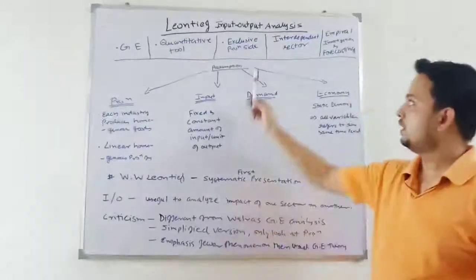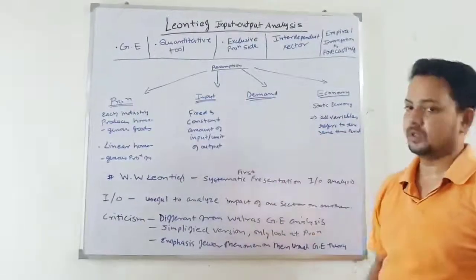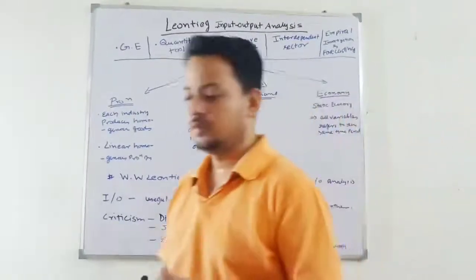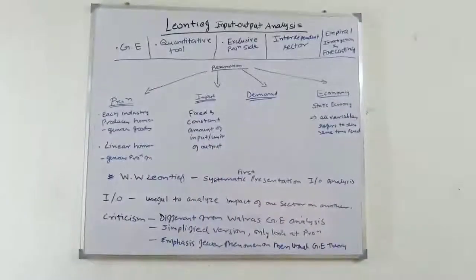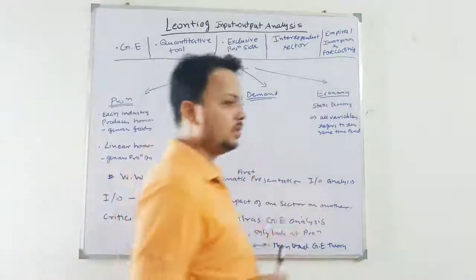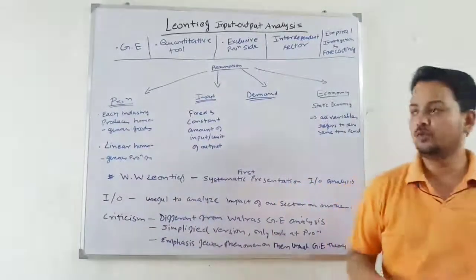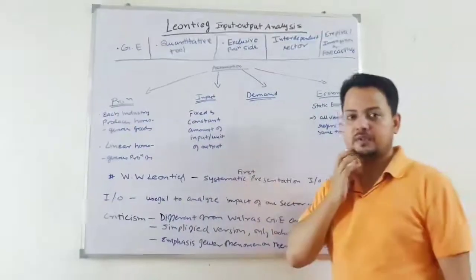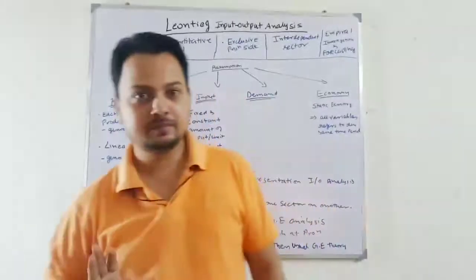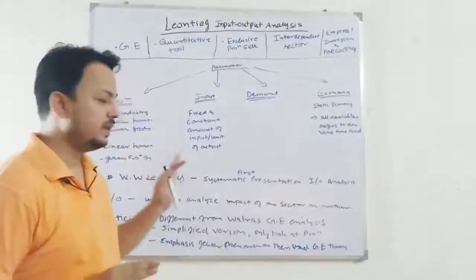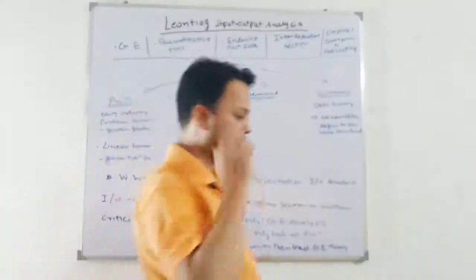After that introduction we will look at the assumptions. The assumptions will be from the production side, input side, demand side, and what kind of economy we are considering, dynamic economy or static economy. So we have to look at this aspect. Generally we simplify the thing, and then we want to analyze what is happening.